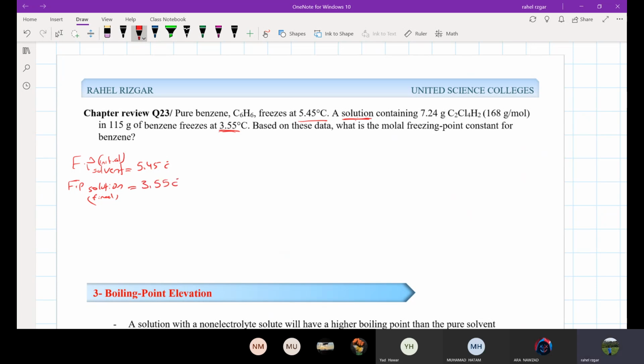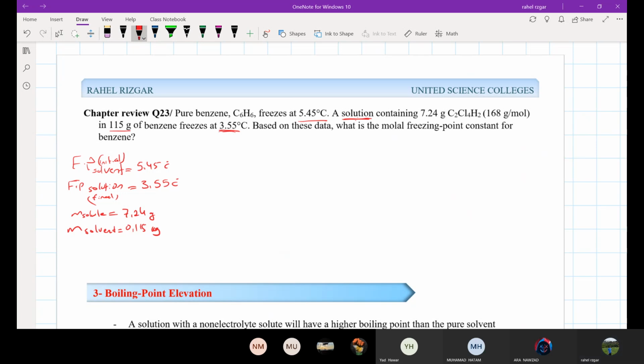0.50 Celsius. Mass of solute over molar mass. Mass of solvent is equal to 0.1 kilogram.